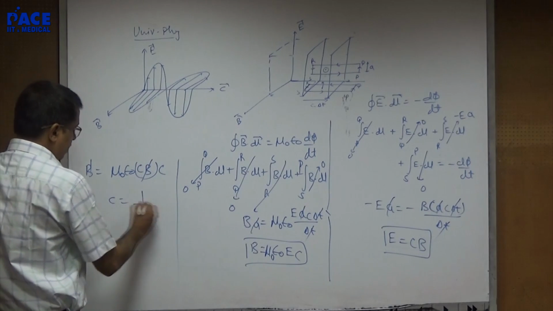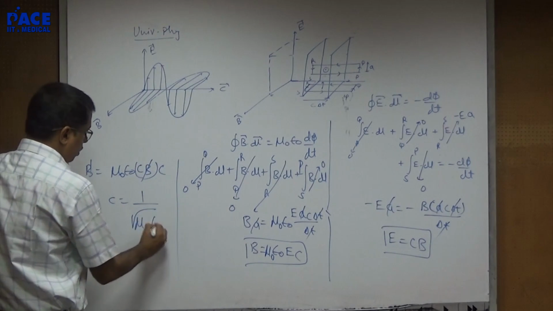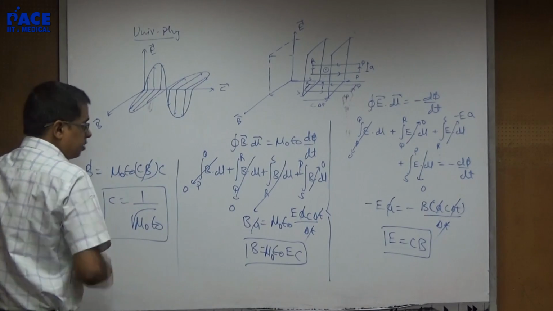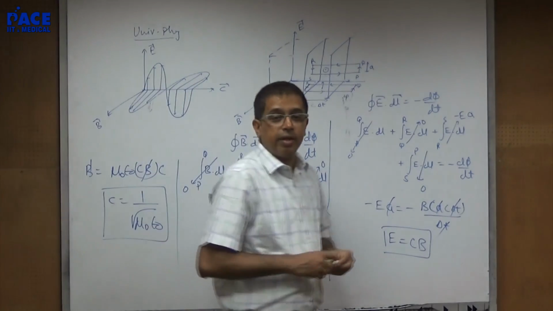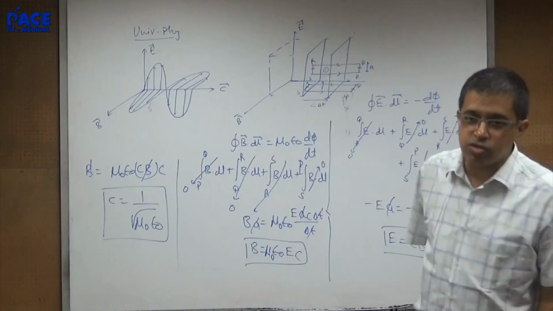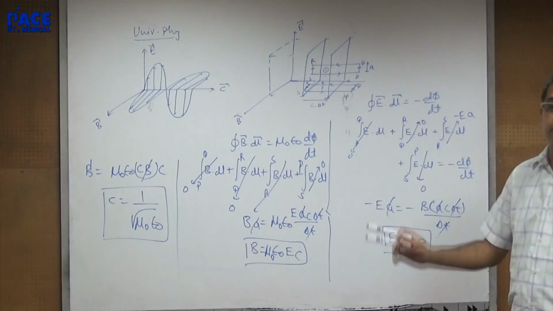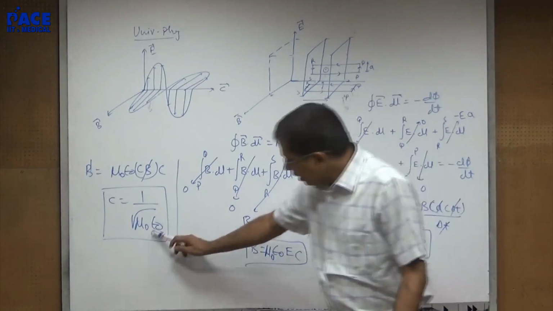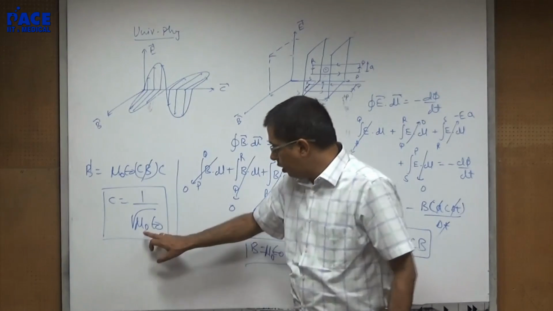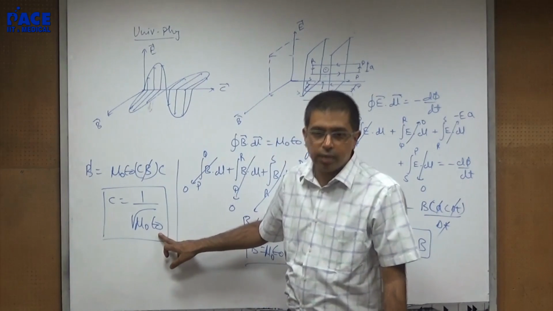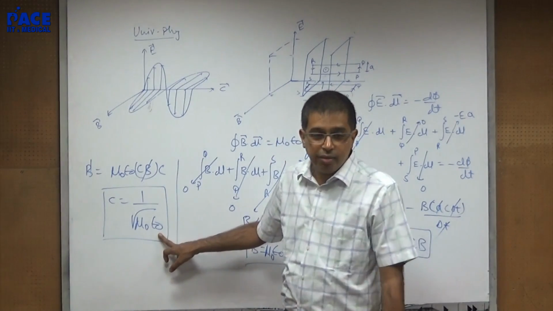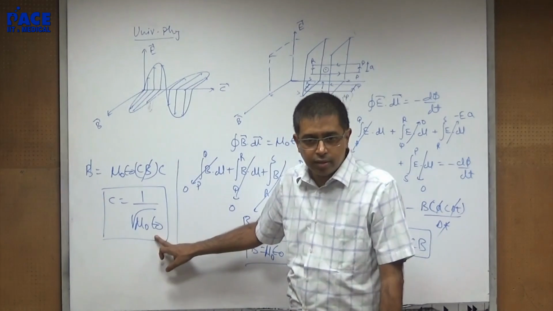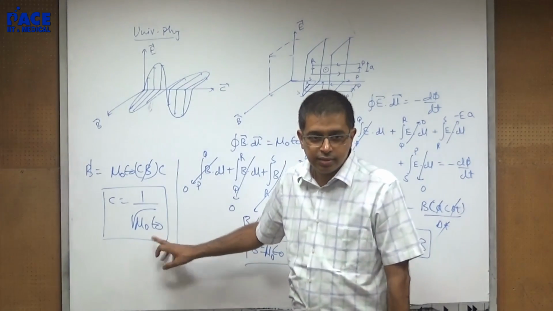B gets cancelled, C is 1 over root mu naught epsilon naught. Speed of an electromagnetic wave pulse in vacuum is 3 into 10 to the power 8 meters per second, got from here. In a medium, what will you deal with? You will put this as mu r epsilon r. In a medium, this will be mu r epsilon r.